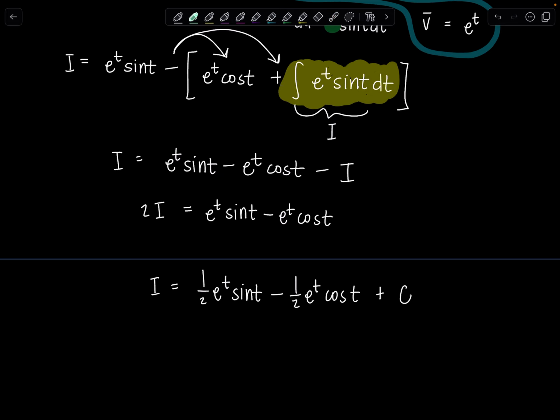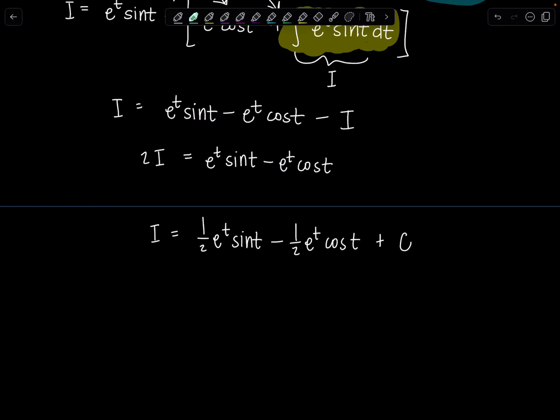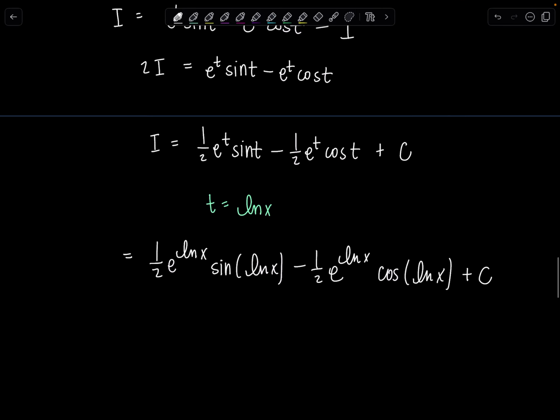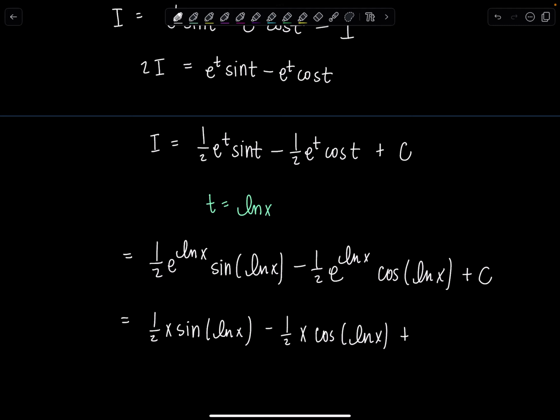No, because remember we made that substitution in the beginning? Yes, we had let t equal natural log of x. So we got to go back to the original variable. So this is 1/2 e to the natural log of x sine of natural log of x minus 1/2 e to the natural log of x cosine natural log of x plus c. And then, yes, final cleanup coming through. This is 1/2 x sine natural log of x minus 1/2 e to the ln of x is just x cosine natural log of x plus c.